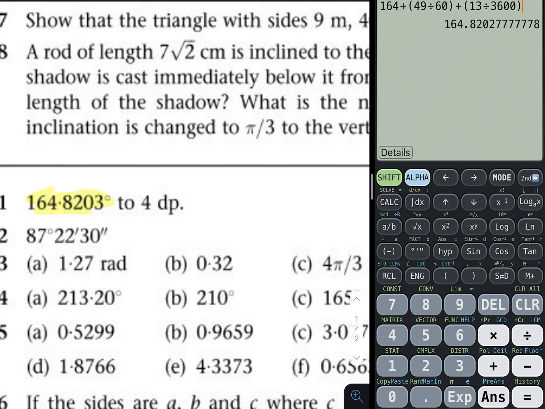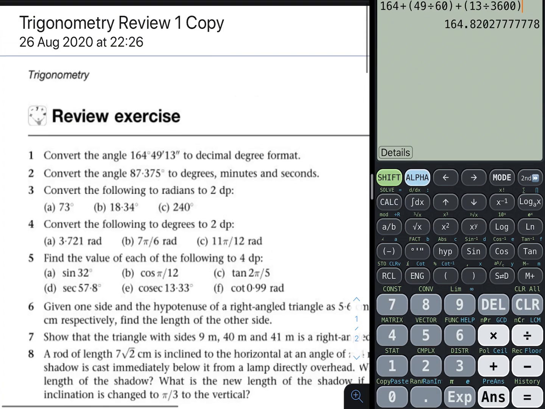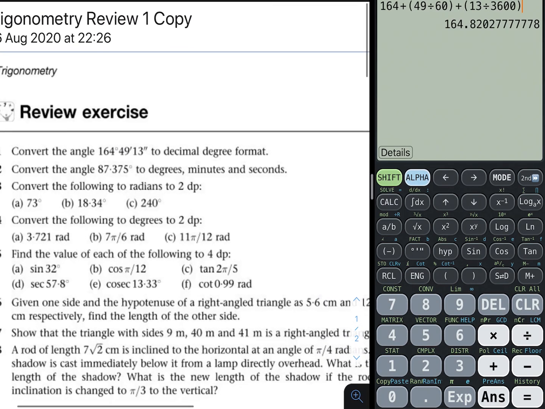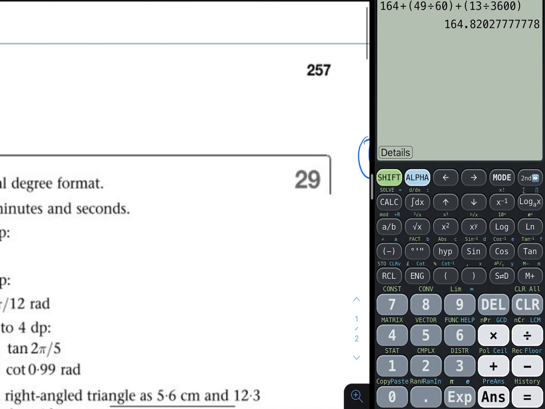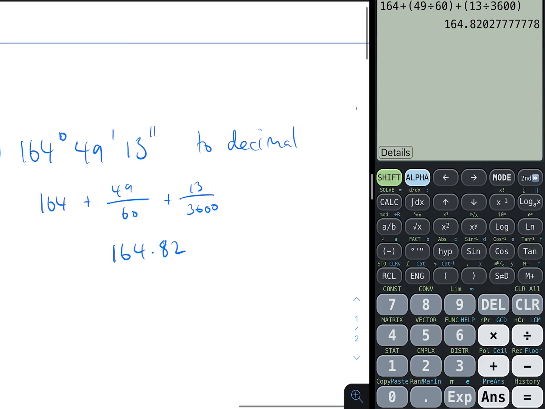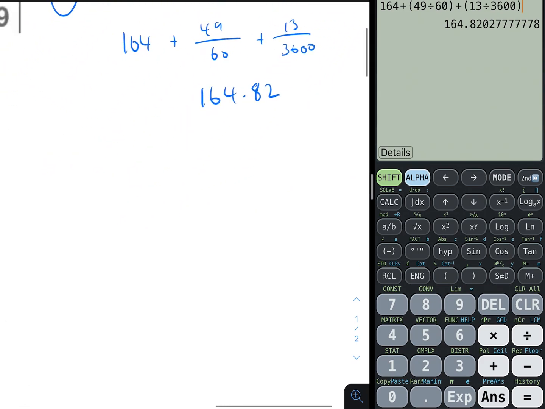We'll check our answers each time to make sure we're right. That's question 1, and as you can see there, we got 164.82, and then they went to 4 decimal places, 8203. So we got that one right. All good.